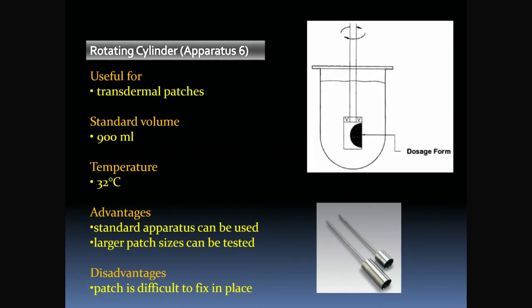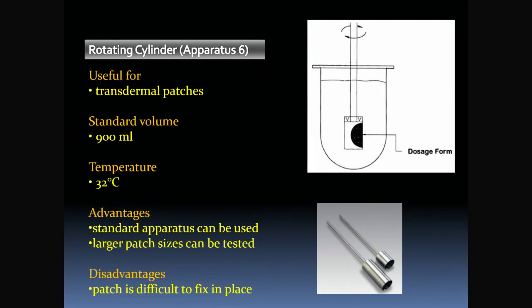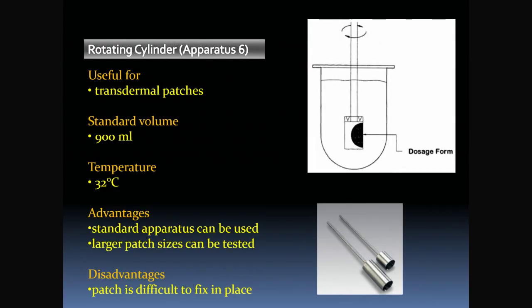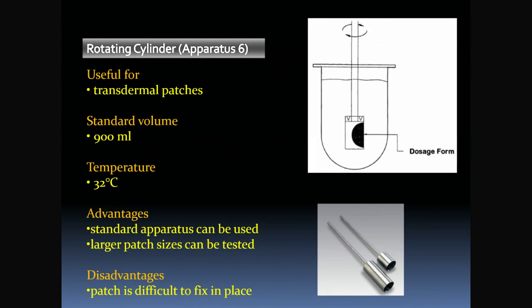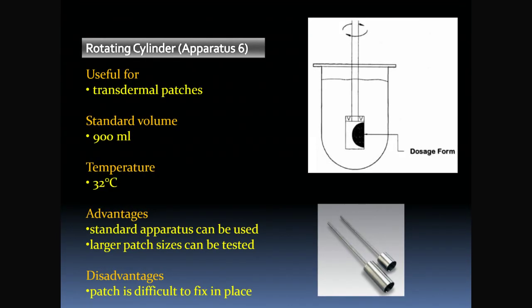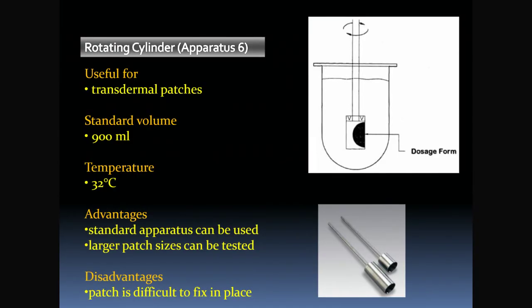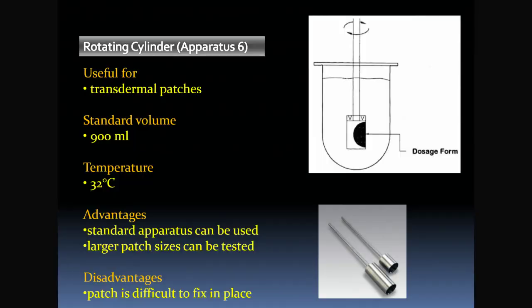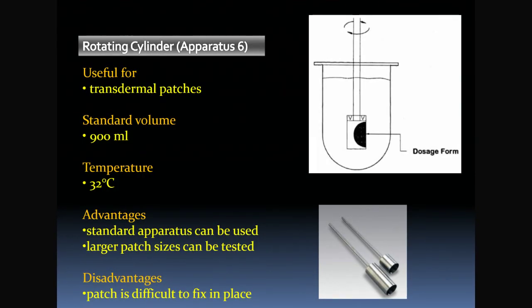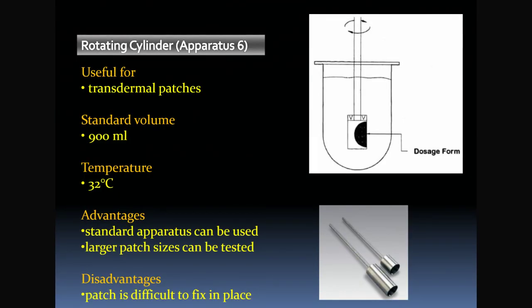The dosage form is adhered to the exterior surface of the stainless steel cylinder, meaning that as the shaft rotates, the tangential velocity at the cylinder's surface creates a uniform fluid shear that directly dictates the thickness of the stagnant diffusion layer. While this configuration successfully accommodates much larger patch surface areas than the disc assembly of Apparatus 5, the primary mechanical hurdle involves maintaining the structural integrity of the patch-to-metal bond under continuous rotational flux.